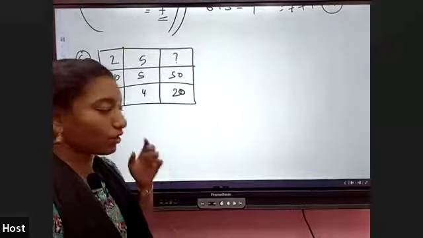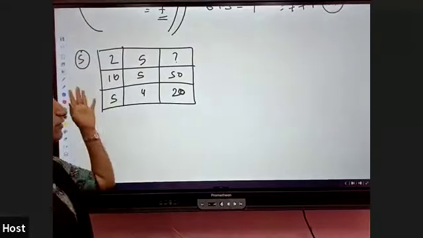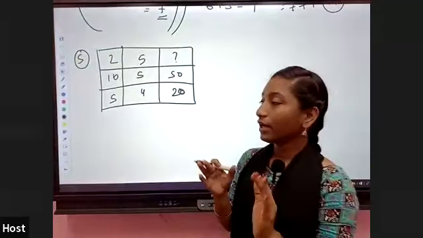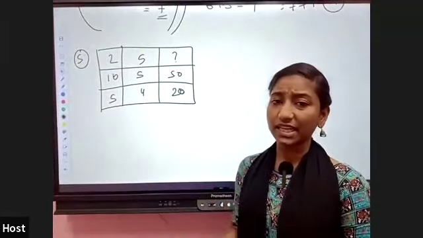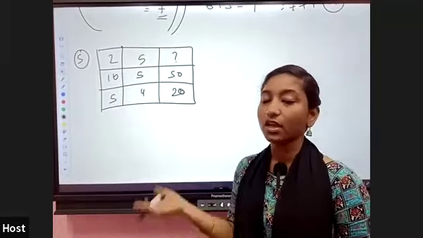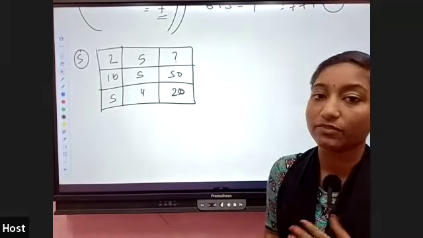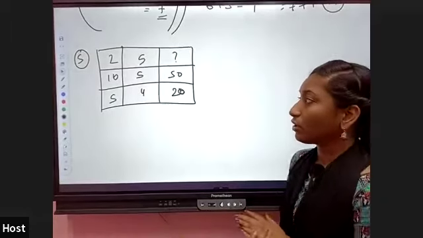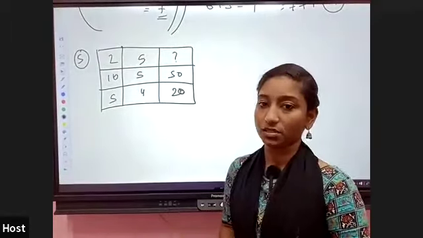Okay, this is rectangle model sums. In this, the operations may be used vertically or horizontally. Vertically, they can use addition, subtraction, multiplication, division. Or horizontally also, they can use the four operations, addition, subtraction, multiplication and division. So, they can use multiple operations also.